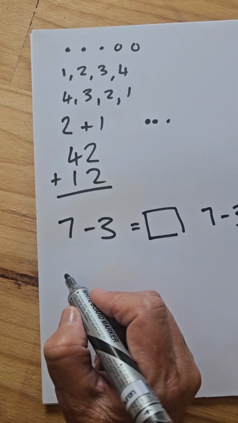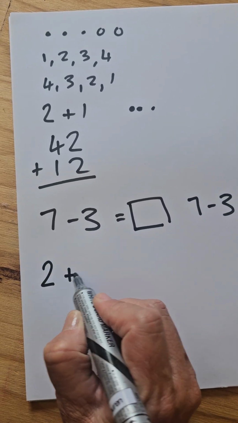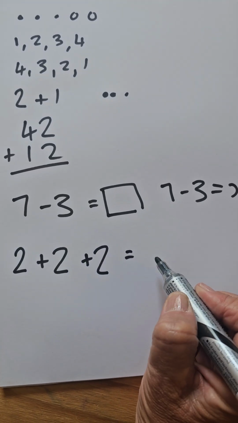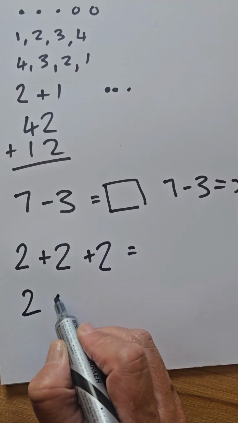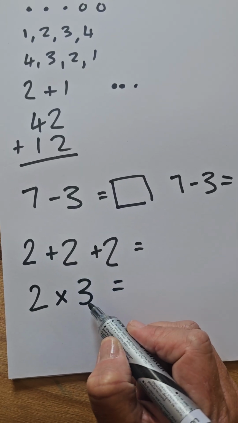Then we want to go to multiplication. So multiplication is repeated addition. So if I go 2 plus 2, that's the basics. And if I add another 2, what have we got? Well, that is 2 taken 3 times. Multiplication. Then we go to division.